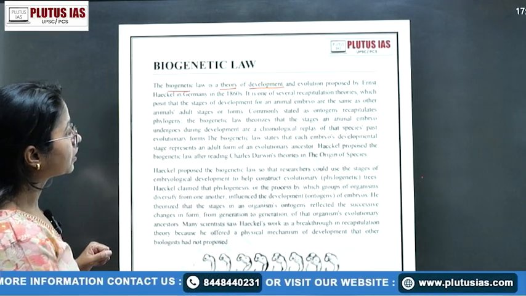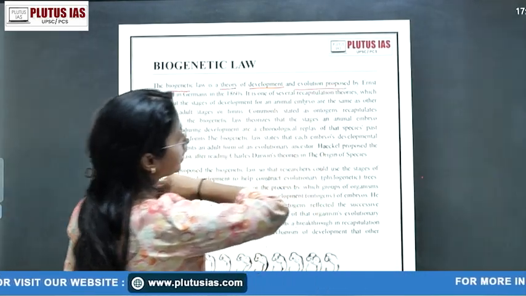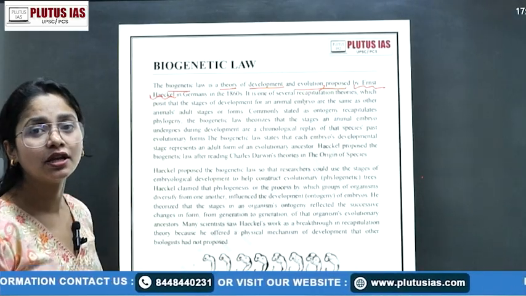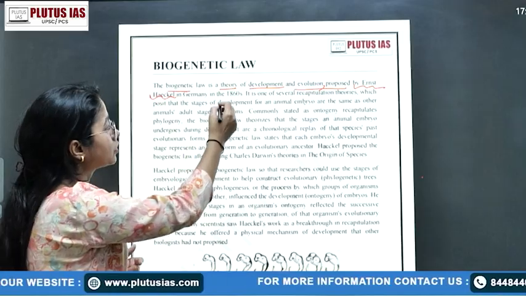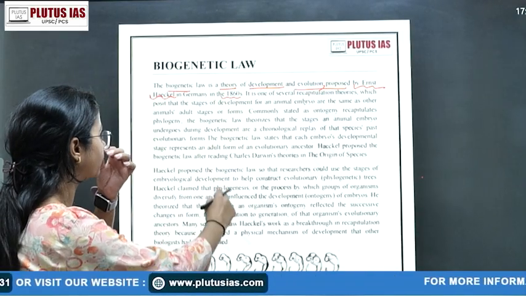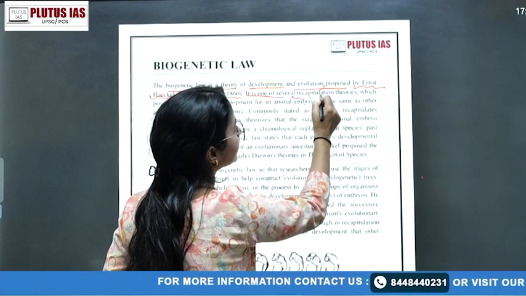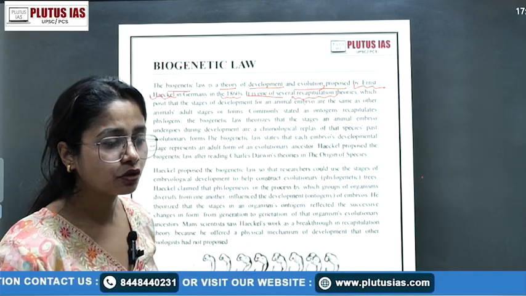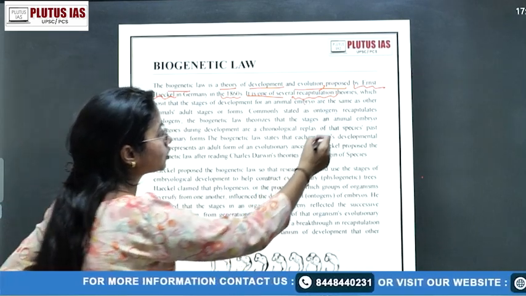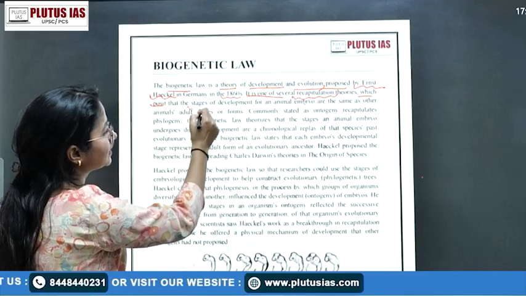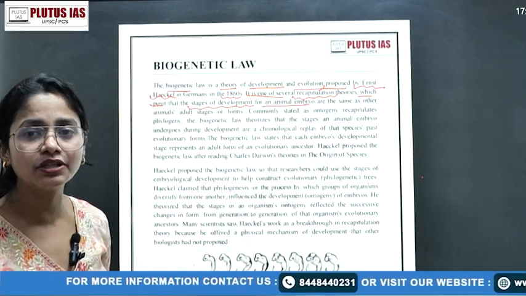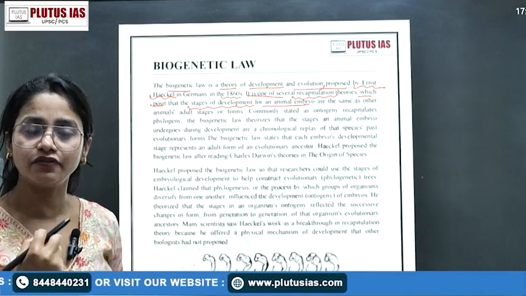In that, the biogenetic law is a theory of development and evolution proposed by Ernst Haeckel, a scientist in Germany. This law was proposed in the 1860s, almost around 1865, to be specific. It is one of several recapitulation theories. Of course, we'll talk about that. When we say recapitulation, that means repetition or revision. The recapitulation theory posits the stages of development of an animal embryo. Don't worry if the concept is a little difficult at the start. I'll conclude and summarize everything at the end.